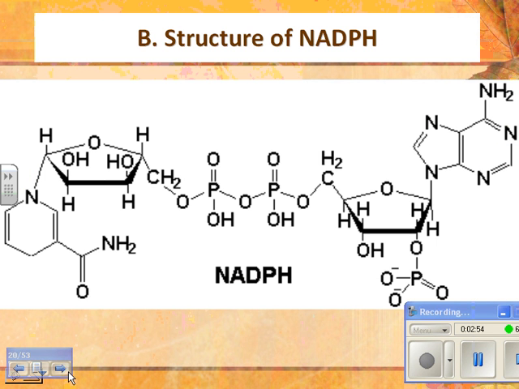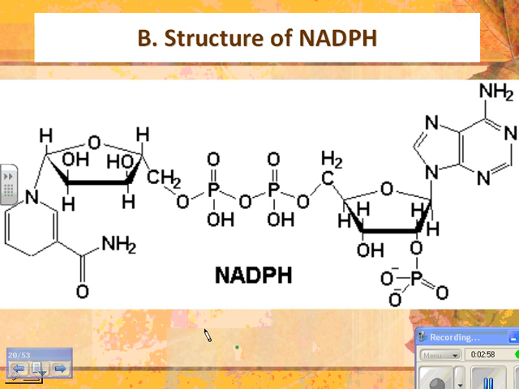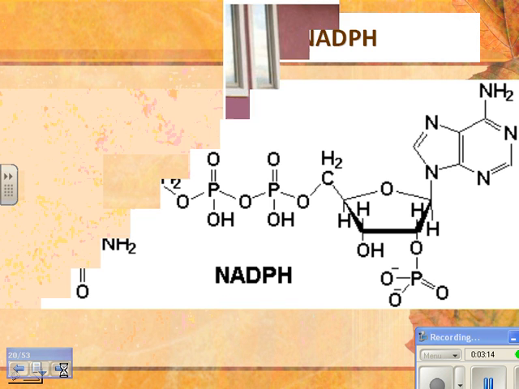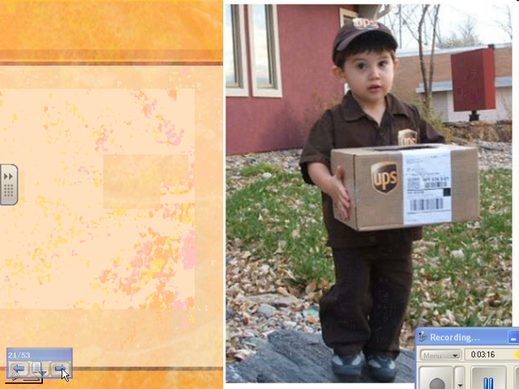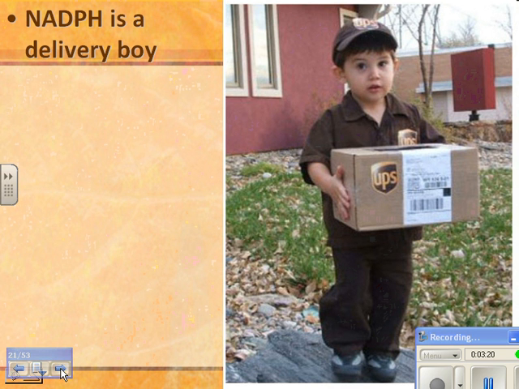So the first thing we have to talk about is this carrier called NADPH. This is just another molecule that you need to know. It can either be in the form of NADPH or NADP+. If it's NADPH, it's got an extra couple of electrons and a hydrogen on it. Think of him as a delivery boy. Isn't he cute? Yeah. So NADPH is a delivery boy.